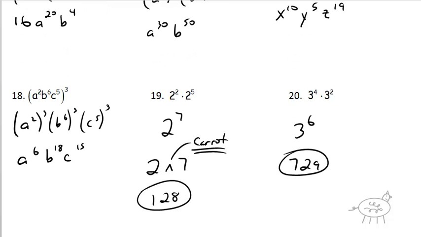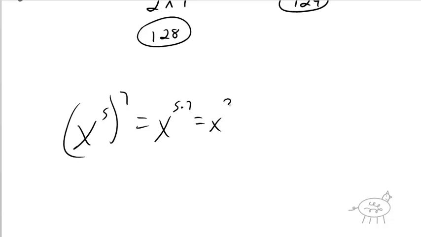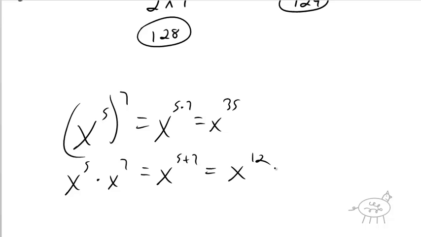So again, it's just kind of learning that if you're raising it to a power, let me just do one quick little demo. If it's x to the 5th raised to the 7th, that's multiplication, x to the 5 times 7, or x to the 35th. If it's x to the 5th times x to the 7th, that's addition. So 5 plus 7, so it's x to the 12th power. Okay, so those are the two things we kind of learned. A couple different ways to attack it, but that's what the deal is, all right?